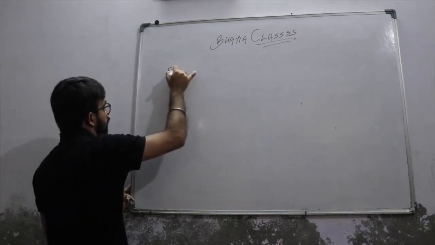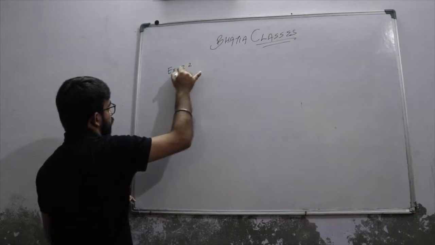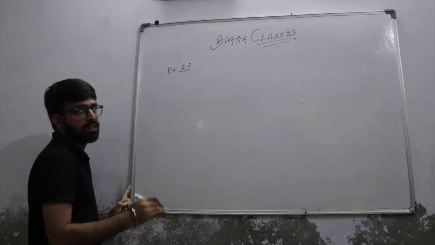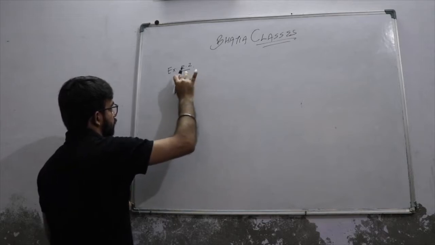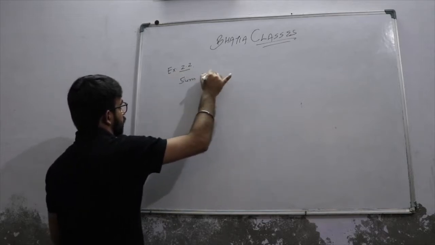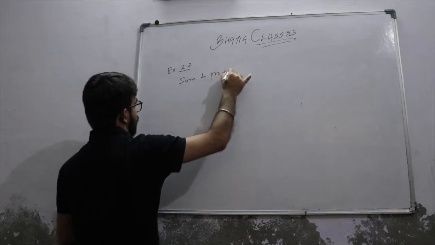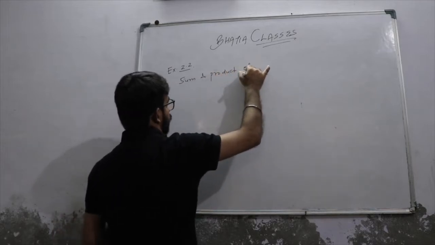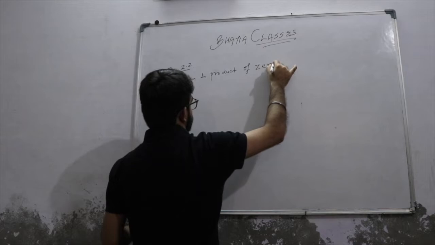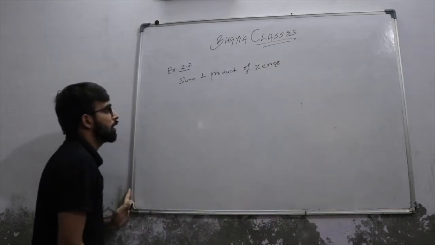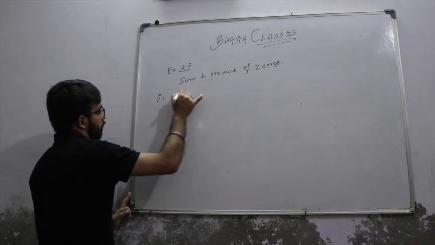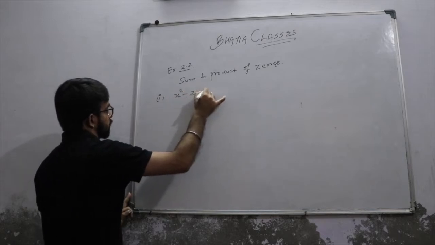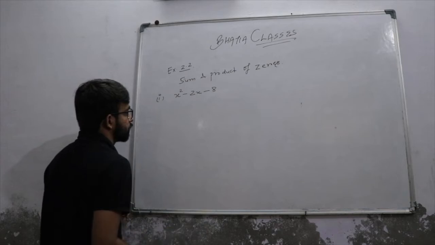Exercise 2.2. This is based upon the sum and product of zeros. Let's start with one example: x squared minus 2x minus 8.